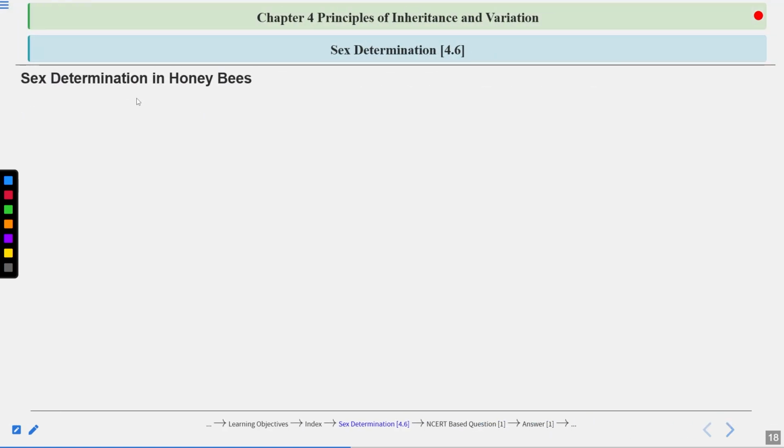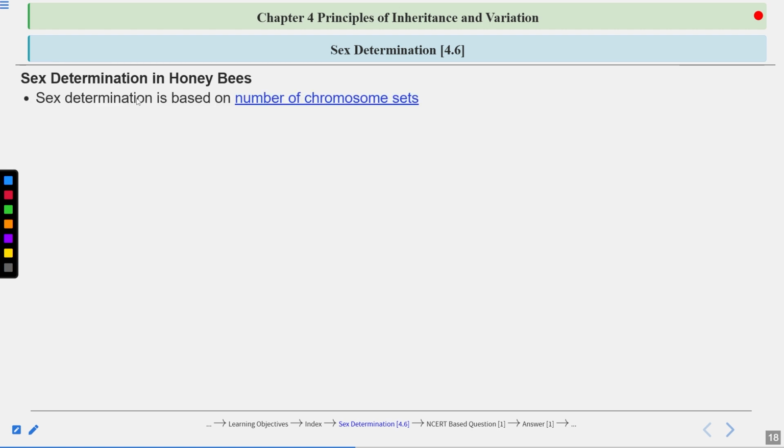Now let's talk about sex determination in honeybees. Okay, so this is different from the rest of the sex determination systems that we have discussed. So in honeybees, what kind of sex determination system is present? In honeybees, a haplodiploid sex determination system exists. Now let's discuss this system.